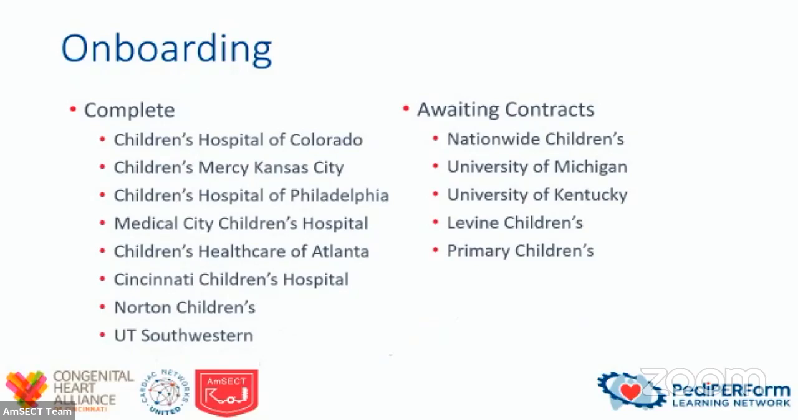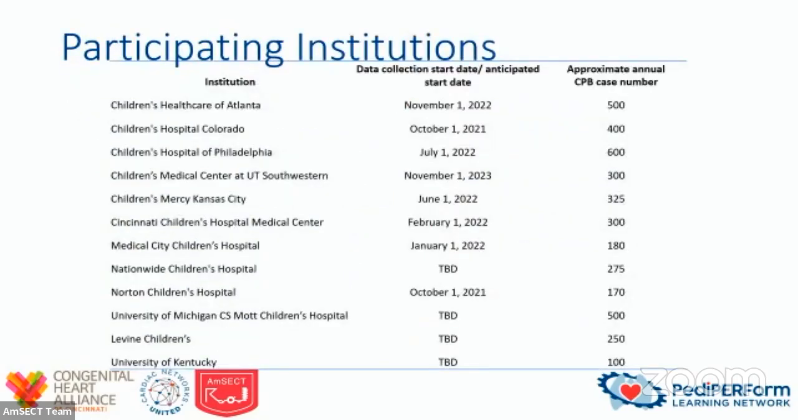And for the rest of those groups that you see there listed, they're all somewhere within the, hey, I'm going to do it, and we're getting ready to do the contracts, all the way through onboarding, but not quite yet to participating. I just had the pleasure adding Primary Children's to that list yesterday. There's about 120 institutions, so that's 14 centers. There's about 120 institutions that do pediatric perfusion throughout the nation.